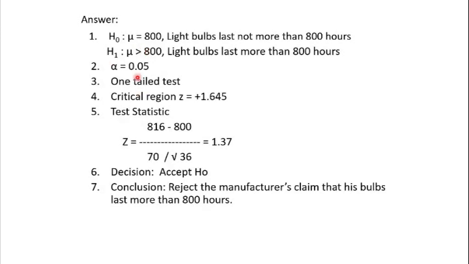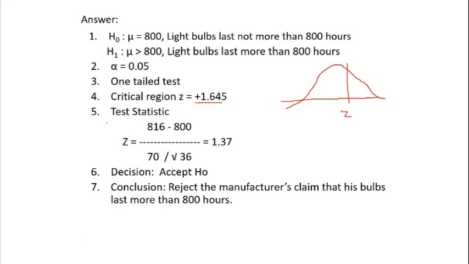Based on our table, since we categorized it as 0.05 and a one-tailed test, we look for the value of Z. In our critical region, Z is equal to positive 1.645. For the graph, it is a one-tailed test, so let's say this is our graph, with one line only, and here is the value of Z, which is 1.645.